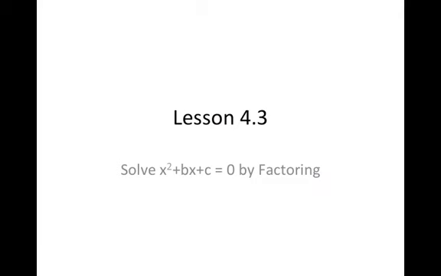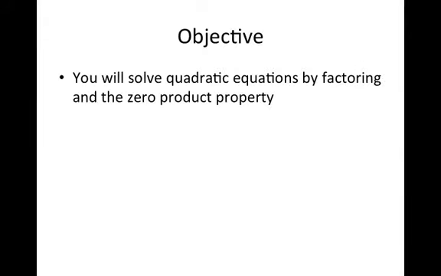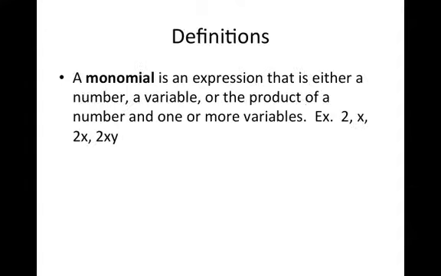Welcome to your Algebra 2 Lesson 4.3. We're going to be solving quadratic equations of the form x squared plus bx plus c equals 0 by factoring. And so we're also going to be using the zero product property. So we need to go over just a few definitions.